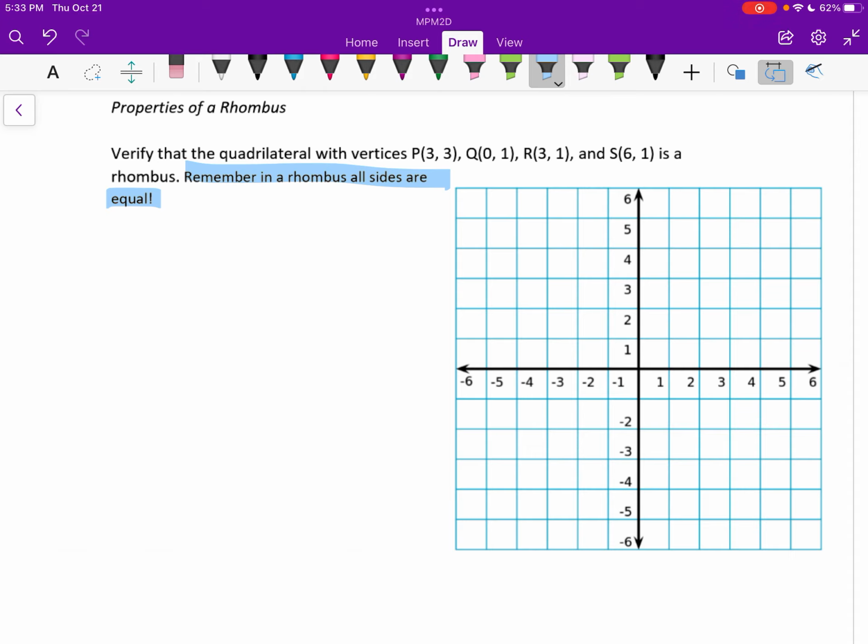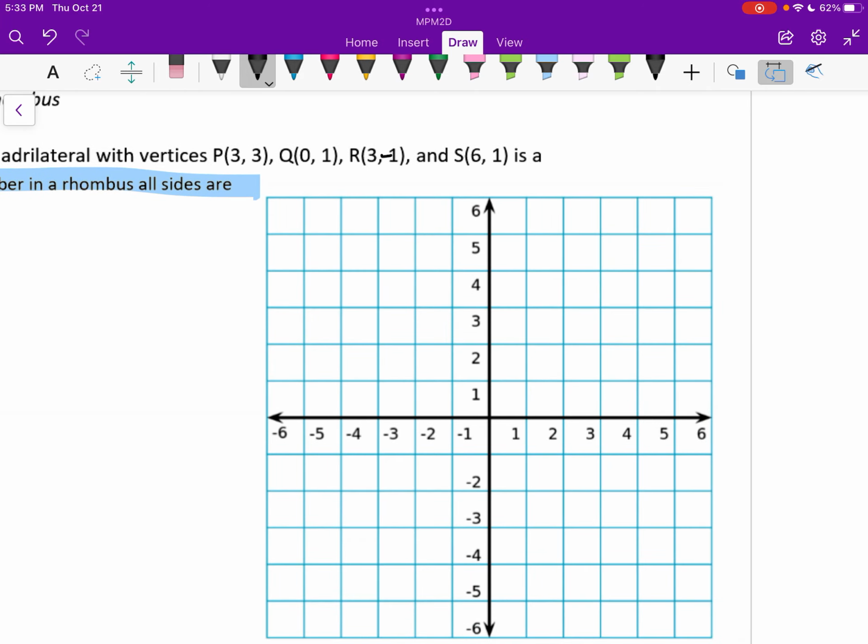So I also wanted to make a correction here. This should have been negative 1. It changes the shape, so just go ahead and make sure you put that in. So side P is going to go to 3 and 3, so I'm just going to put P, and I like to write my coordinates in. Side Q is going to be at 0 and 1. So Q is at 0 and 1. Side R is going to be a 3 and negative 1. So right here.